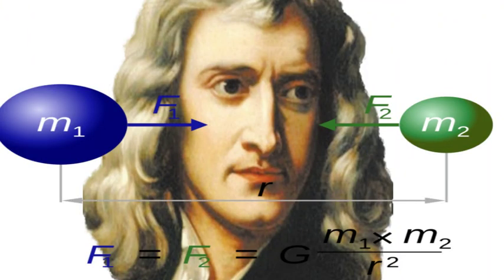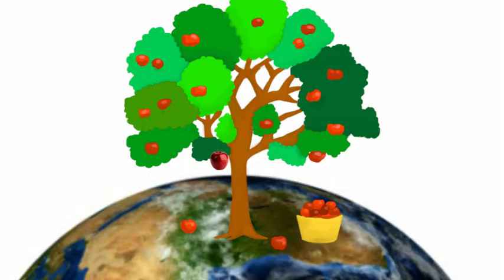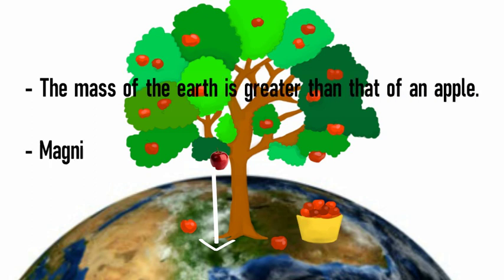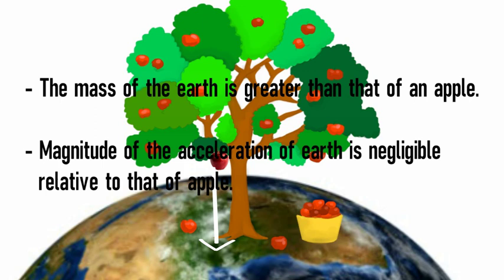We know that according to Newton's law of gravitation, every object attracts every other object. Thus, if the Earth attracts an apple towards itself, the apple also attracts the Earth towards itself with the same force. Why then does the apple fall towards the Earth, but Earth does not fall towards the apple? Actually, the Earth and apple move towards each other, but the mass of the Earth is greater than that of an apple. Hence, the magnitude of the acceleration of Earth is negligible relative to that of the apple.